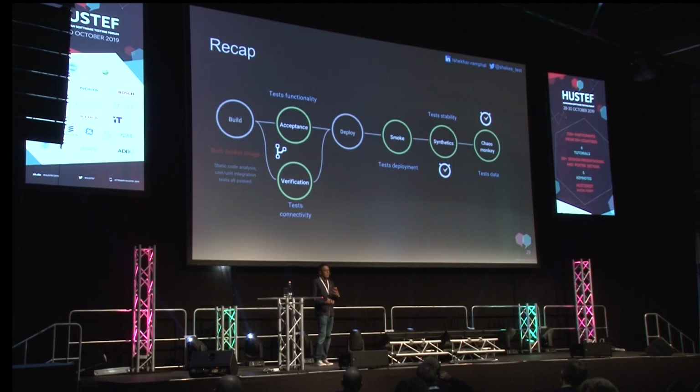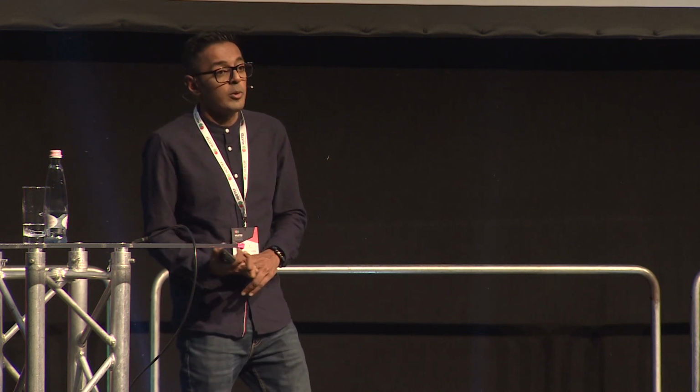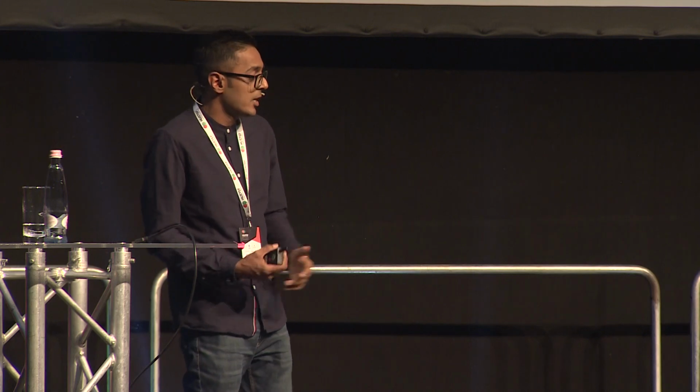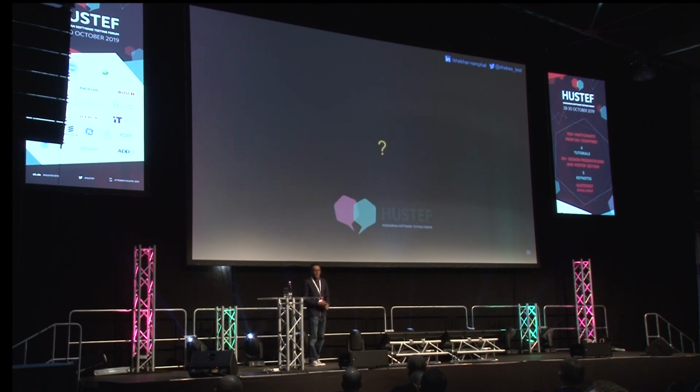And you can see the separation there between the different types of things that I'm trying to test. I'm not just trying to test a response of 100 while it's deployed to an environment. I'm trying to test the functionality in the acceptance test. I'm trying to test connectivity with integration or verification tests. I'm trying to test the deployment with the smoke tests. And I'm trying to test stability with the synthetics tests, to make sure it's still working in the environment, although other things might be changing in this microservice architecture. And then I'm trying to test the data with the chaos monkey tests. And that's me. Thank you.